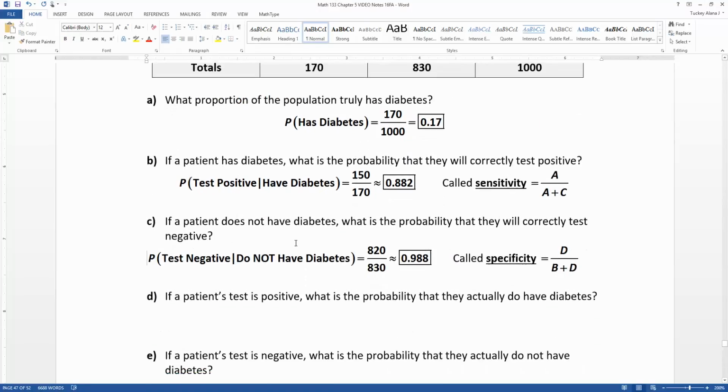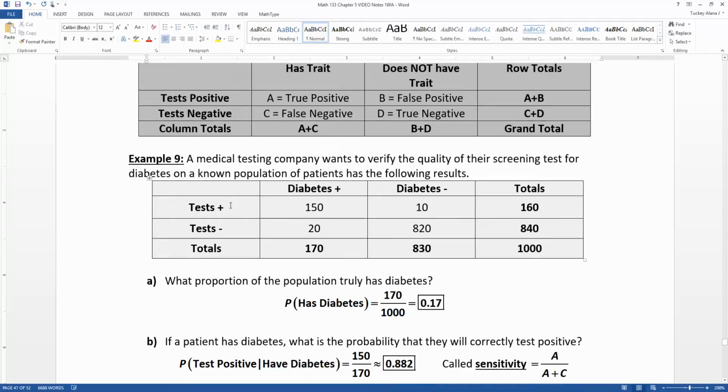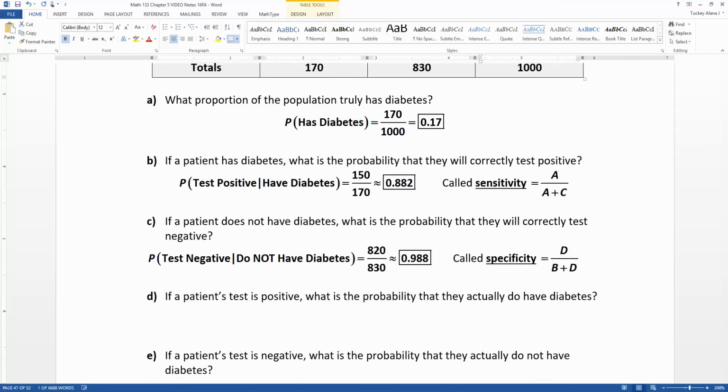All right, now what if a patient's test is positive? What's the probability that they actually do have diabetes? All right, so they tested positive. That means you're looking at this row right here. The chances of them having diabetes is 150 divided by 160.